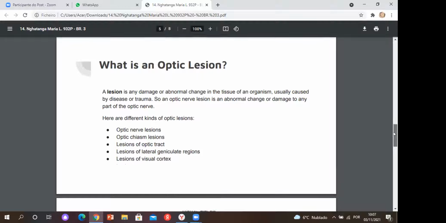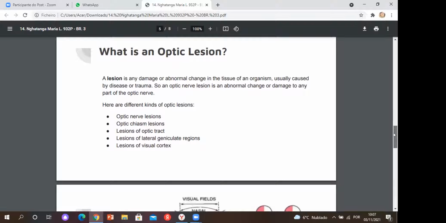There are different kinds of optic lesions. We have optic nerve lesions, and optic chiasm lesions, which means breakage in the optic nerve and breakage in the optic chiasm, and then a lesion at the optic tract, a lesion at the lateral geniculate regions, and lesions at the visual cortex. Those are the different types of optic lesions we have.